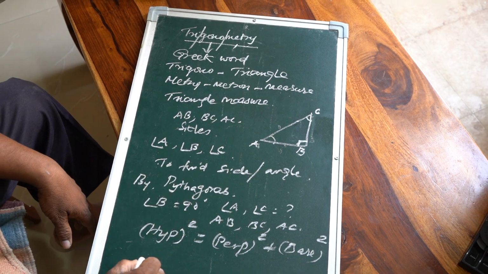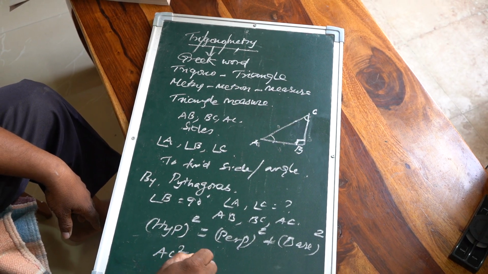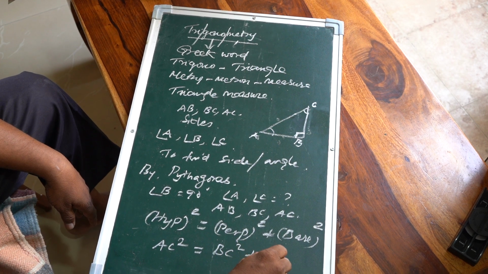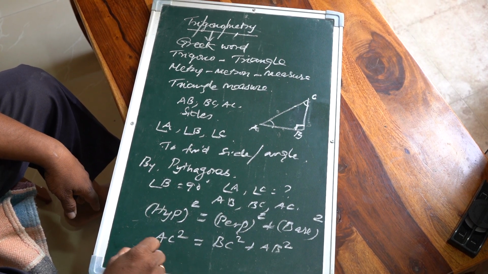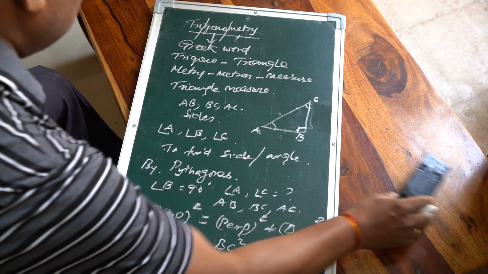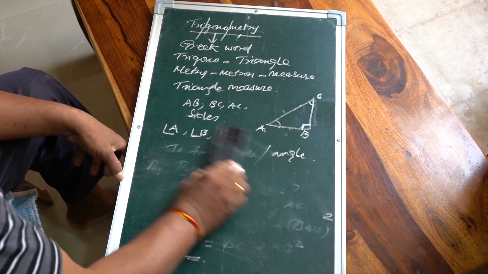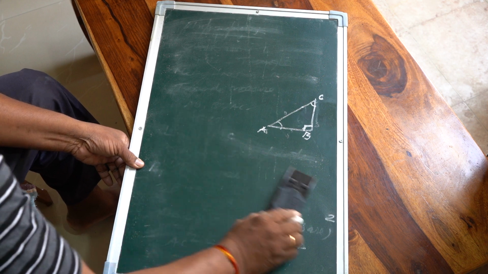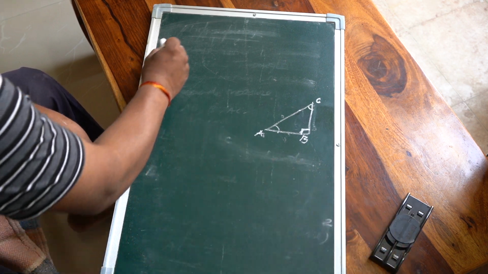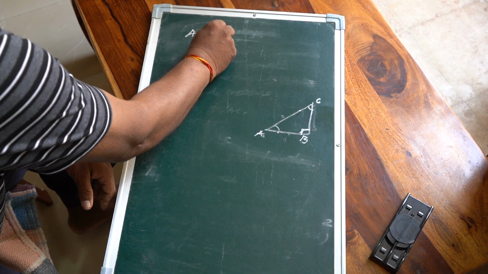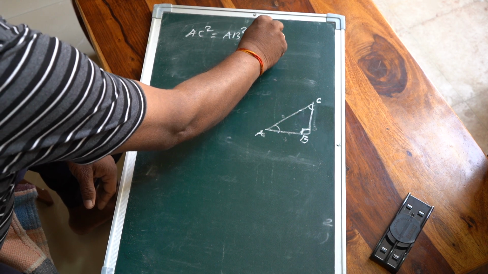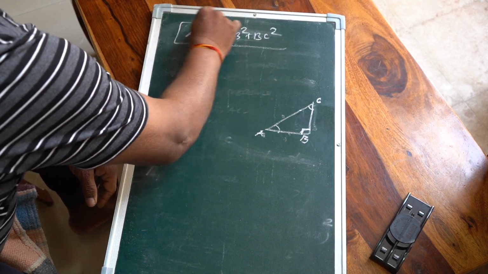See, hypotenuse square means what? AC square, and then BC square plus AB square. So AC square equals AB square plus BC square. This is the formula.